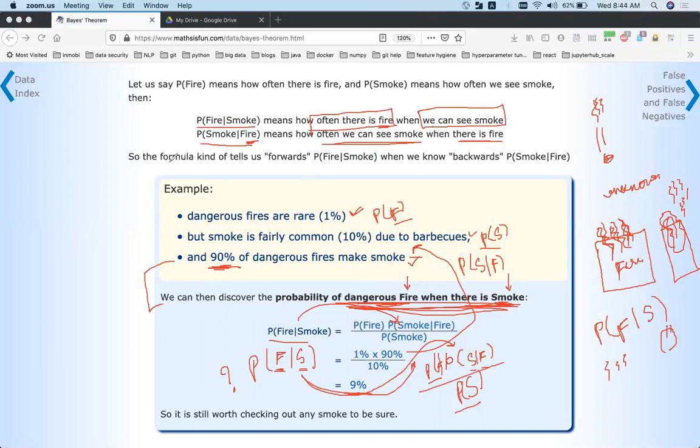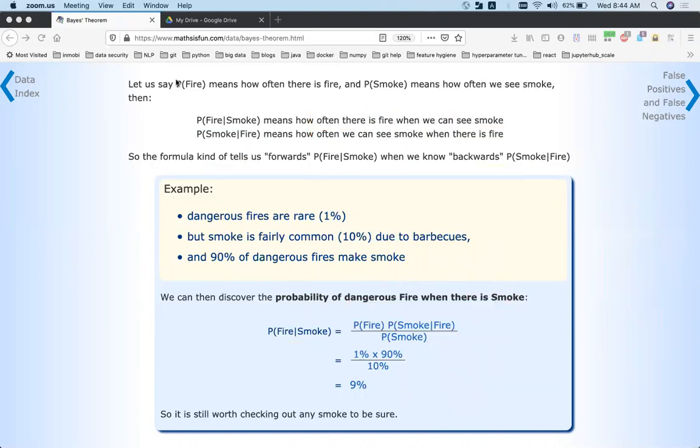So just read this particular sentence. The formula kind of tells us forwards when we know backwards. Does it help or still confused? So what I'm explaining is, let's say forget about smoke and fire. Let's say you know P of A pipe B. Okay, you already know this. What does it mean? Probability of A given that B has already occurred. Okay, you know this.